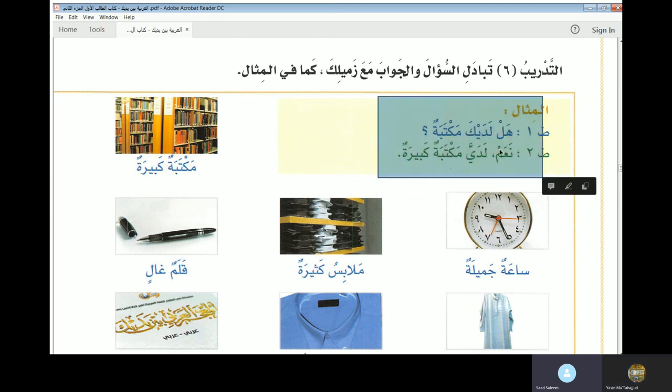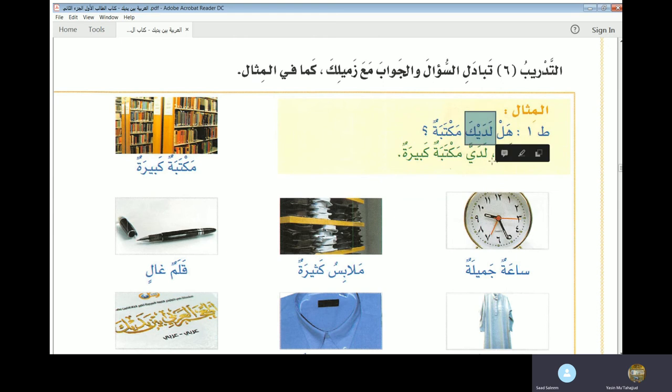I am leaving this example, okay? I am just asking the meaning of ladayhu. Ladayhu means he has. Okay. She has, ladayha, ha alif ha. Okay, ladayka, you have. And you have, feminine, ladayki. Okay, ladayki is feminine. Now ladayya, I have. Ladayna, we have.